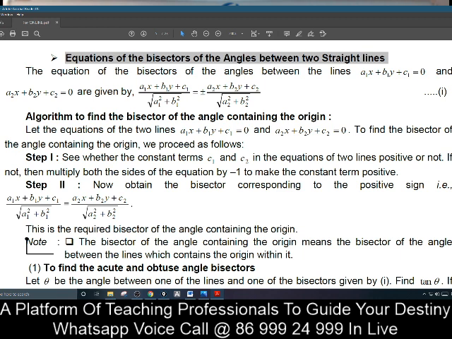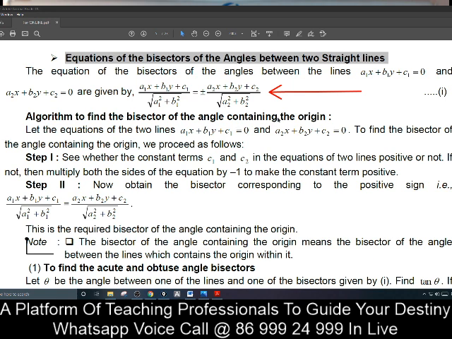Equations of the bisector of the angles. This is what I derived: (A1x plus B1y plus C1) by root over A1 square plus B1 square is equal to plus or minus (A2x plus B2y plus C2) divided by root over A2 square plus B2 square.